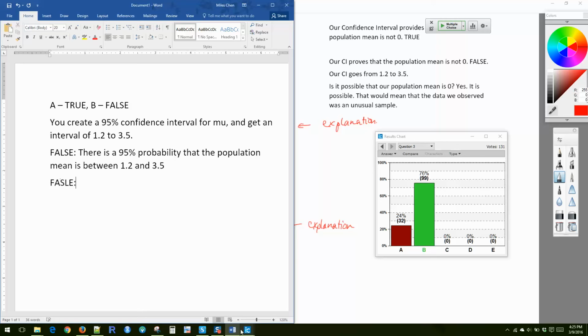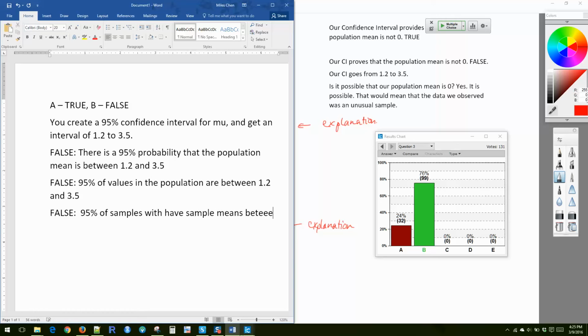False would also be: 95% of values in the population are between 1.2 and 3.5. Also false would be: 95% of samples will have sample means between 1.2 and 3.5. Okay?